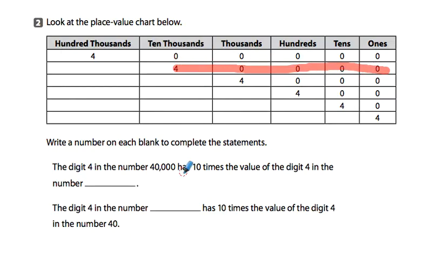40,000 is 10 times the value of the 4 in the number what? You're going to write which number 40,000 is 10 times greater, and you're going to write it right here.